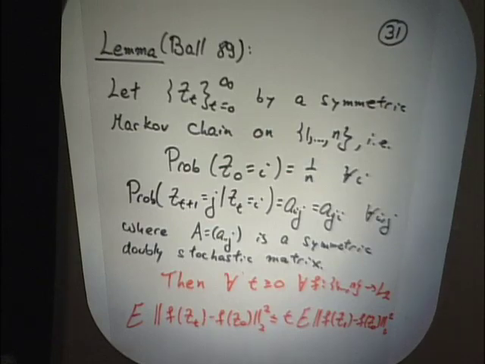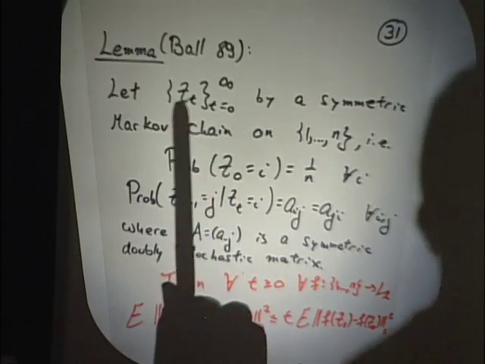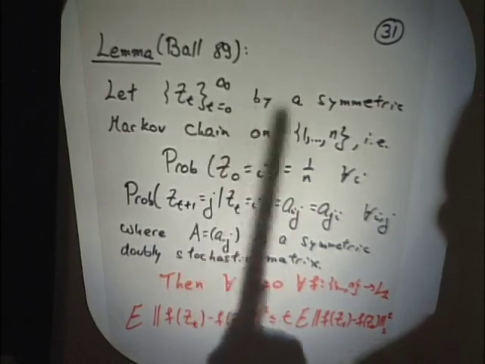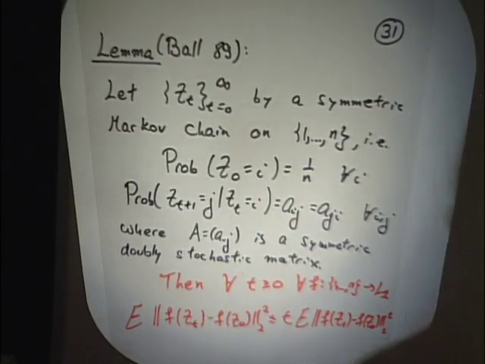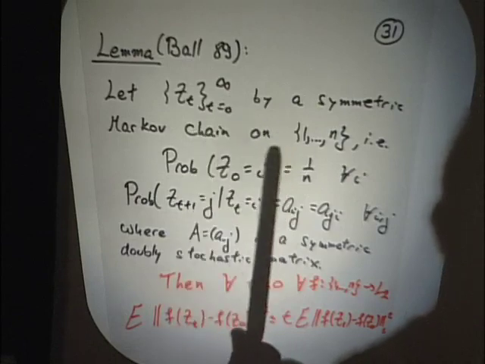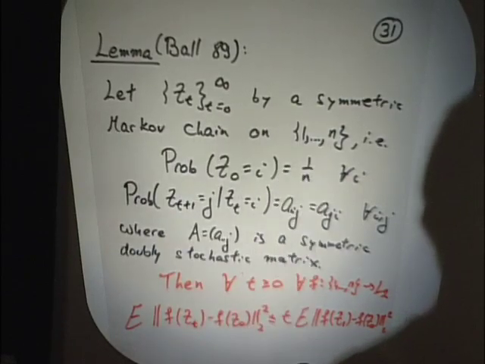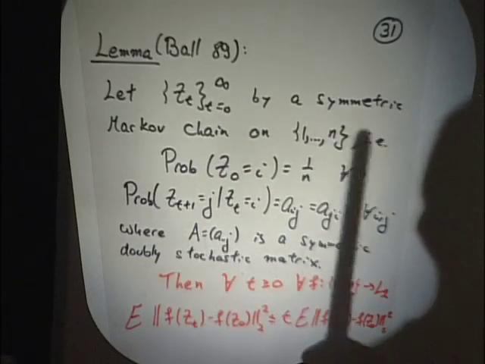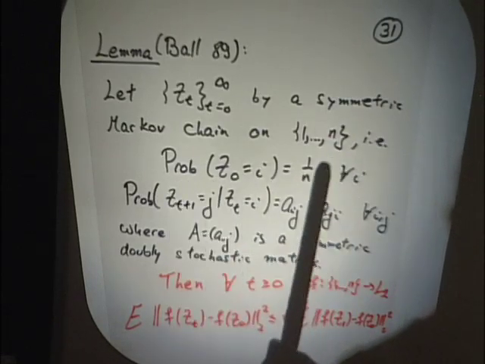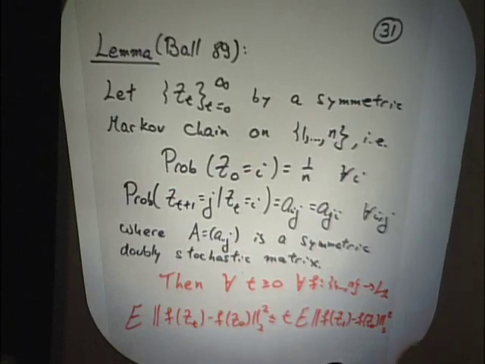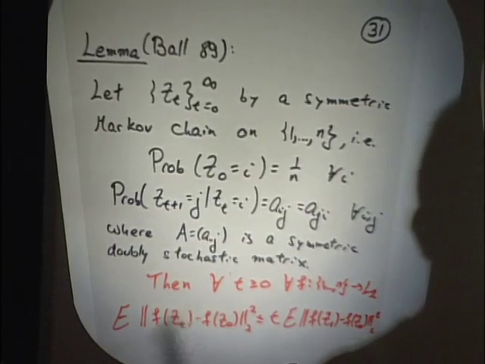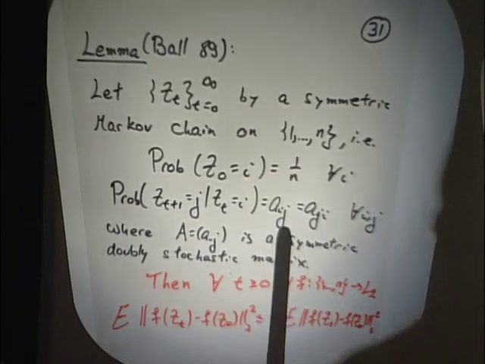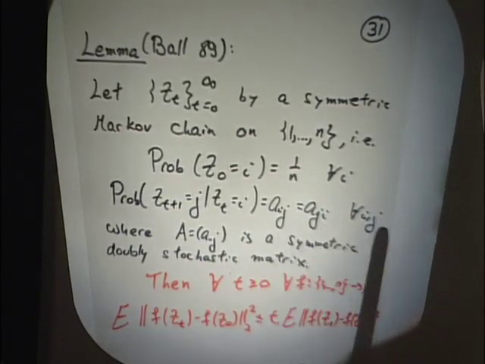Let Z_t, where t is a discrete index running over the integers, be a Markov chain on the numbers 1 to n. So the states are 1 to n. And it's a symmetric Markov chain in the sense that I start with a stationary distribution, so I start uniformly on these endpoints. And I go from i to j with probability a_ij, which is symmetric. That's what a symmetric Markov chain is.